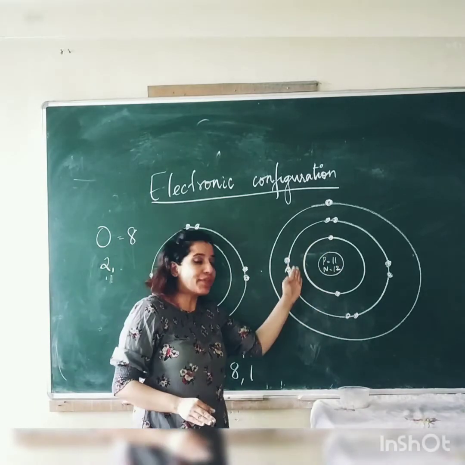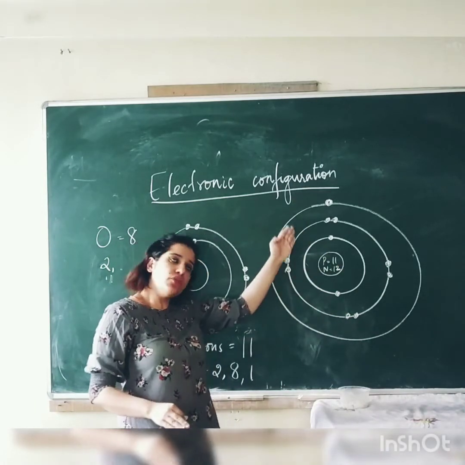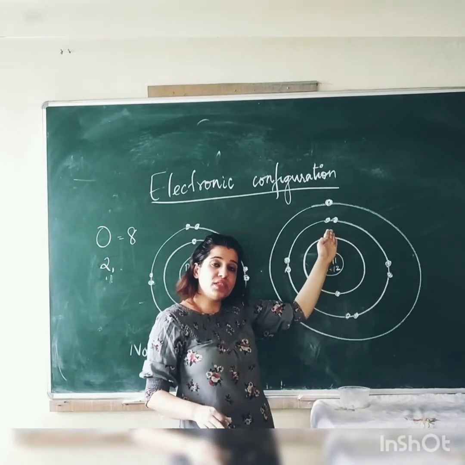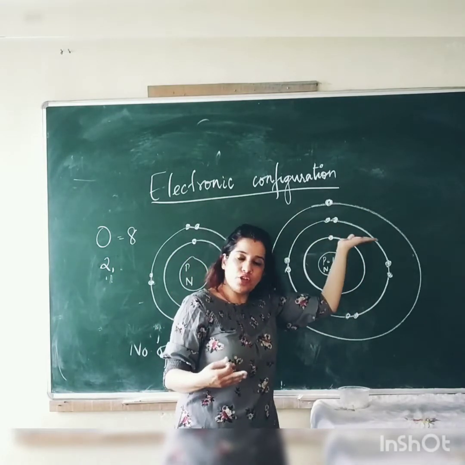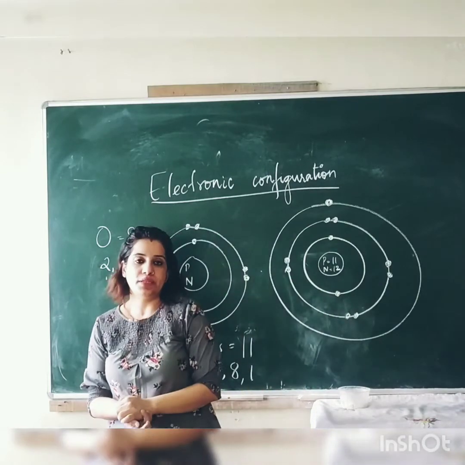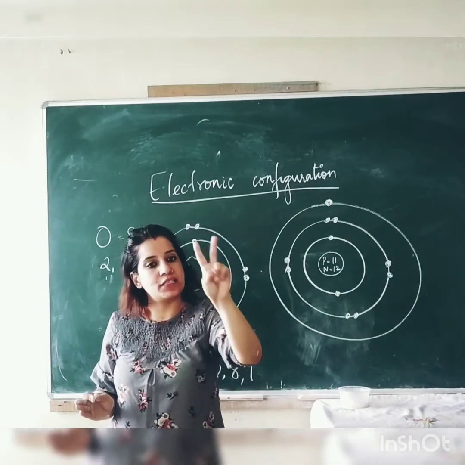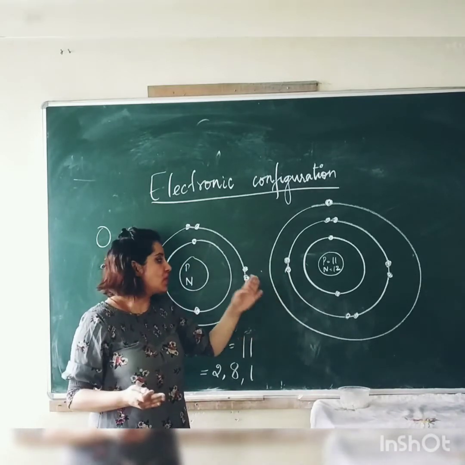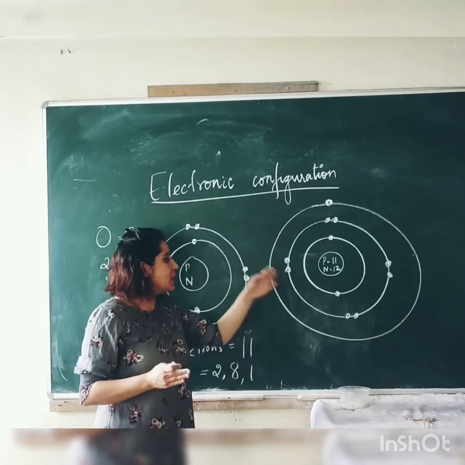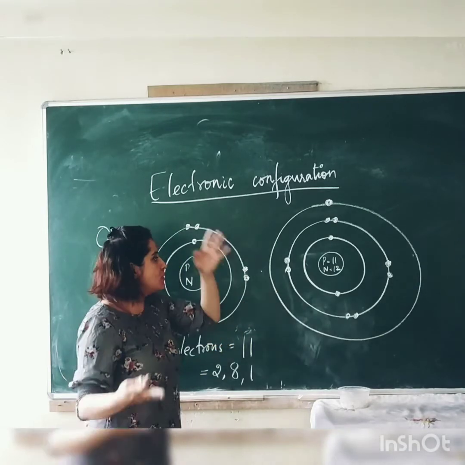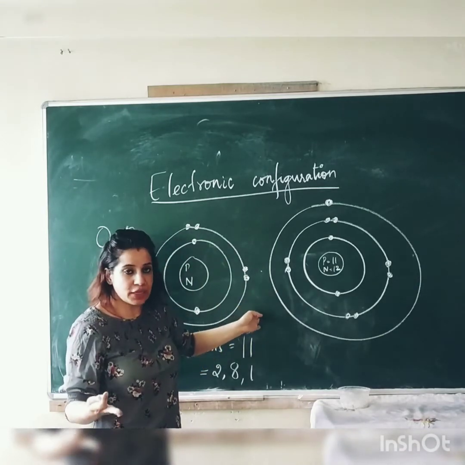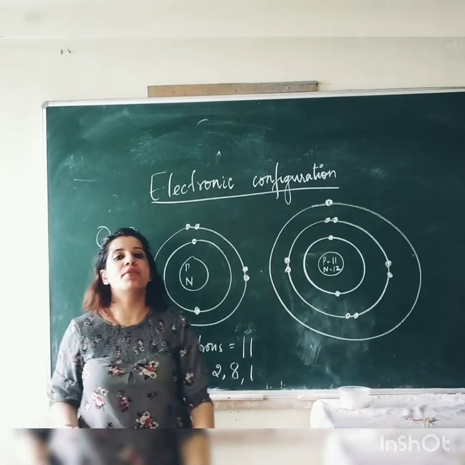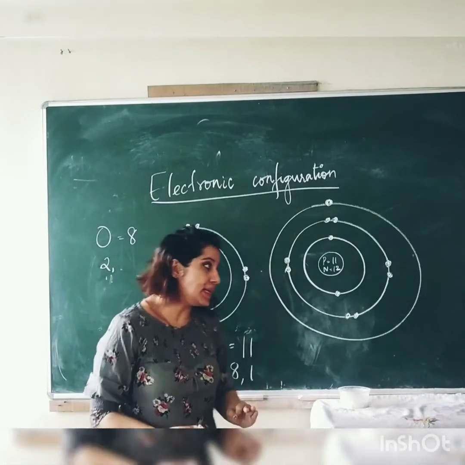So first you have to fill in the first orbit, then only go to the second orbit and fill the second orbit with 8 electrons. If there is any remaining, then you move on to the third orbit. So the first orbit maximum 2 electrons, the second orbit maximum 8 electrons, and so on. That means even in the third orbit you will have 8 electrons, and the fourth orbit also a maximum of 8 electrons. So from the second orbit onwards, the maximum number of electrons will be 8.